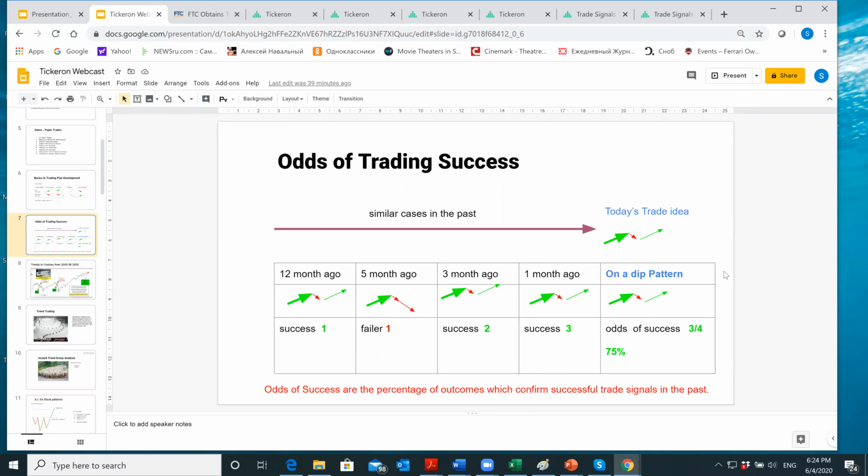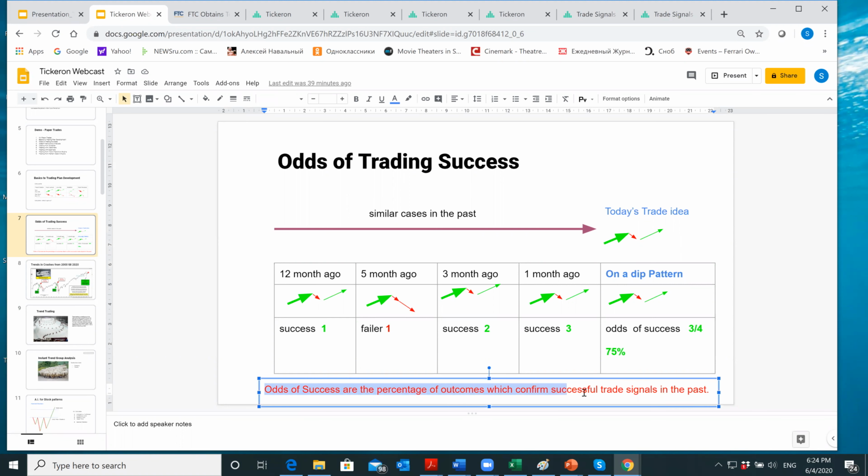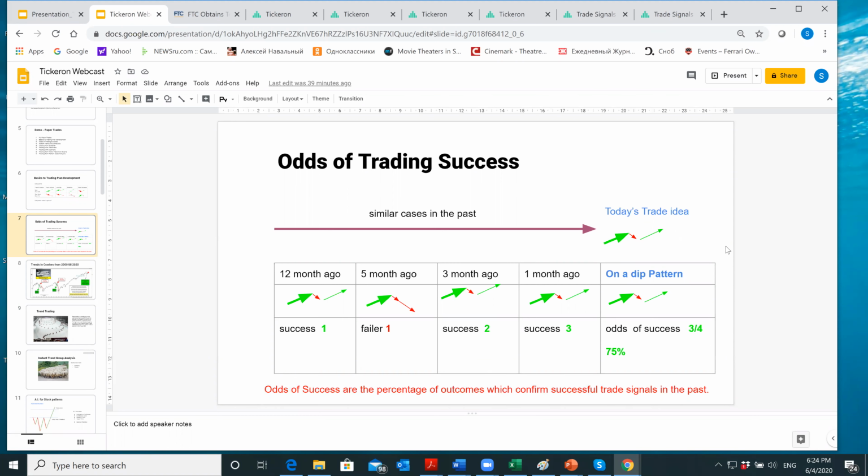So then what happens is backtesting. But in a typical software you can buy or see on a website, you are forced to come up with an idea and do the backtesting by yourself manually. We do millions of calculations every day before you use that idea. So from that perspective, odds of success are the percentage of outcomes which confirm successful trade signals in the past. And we give it every time we give an idea in advance. So that means it is pre-calculated, okay?